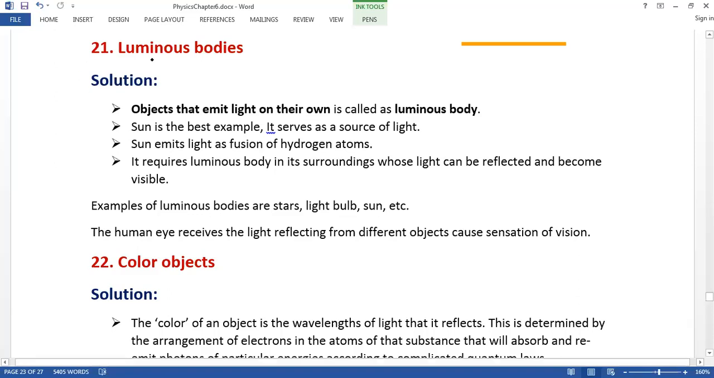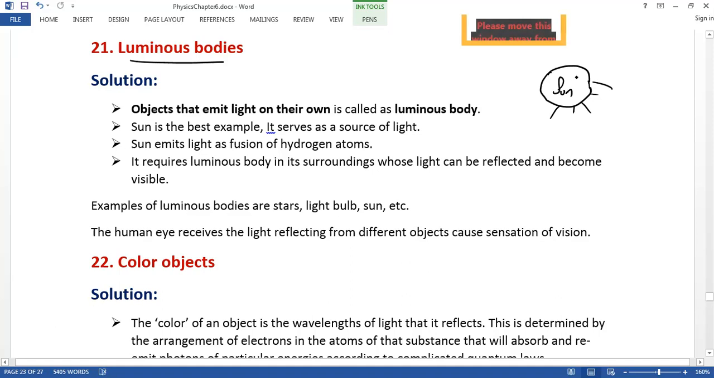Next one is luminous body. So let us discuss luminous body. A luminous body is one that emits its own light. For example, the sun is a luminous body because it emits light, whereas the moon is non-luminous. The moon does not have its own source of light, so it simply reflects. So the moon is a non-luminous body, whereas the sun is a luminous body. This is the example of luminous and non-luminous bodies.